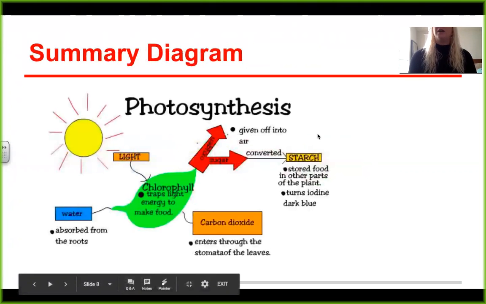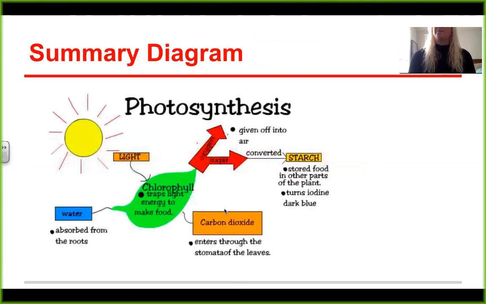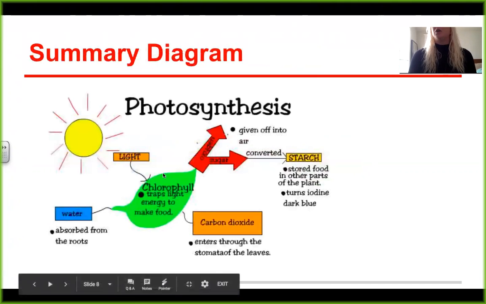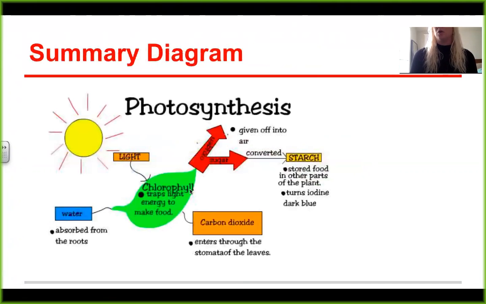So a little summary diagram, right? The leaves are where most of this is happening. That's where the chlorophyll is at the highest concentration, which is in the chloroplasts. They trap that light energy. You can read about how that actually happens. It's pretty interesting. Water obviously coming from the roots, light coming from the sun or some other light source.